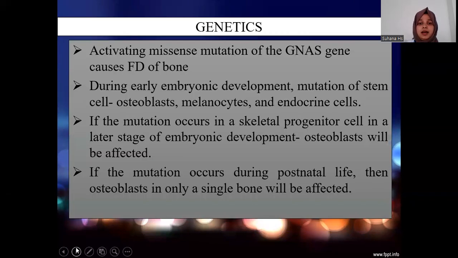The genetics behind fibrous dysplasia is the activating mutation of the GNAS gene, which causes fibrous dysplasia. During early embryonic development, mutation of a stem cell occurs, which results in defects in osteoblasts, melanocytes, and endocrine cells. If the mutation occurs at a later stage of embryonic development, only the osteoblasts will be affected. If the mutation occurs during postnatal life, then the osteoblasts in a single bone are affected.